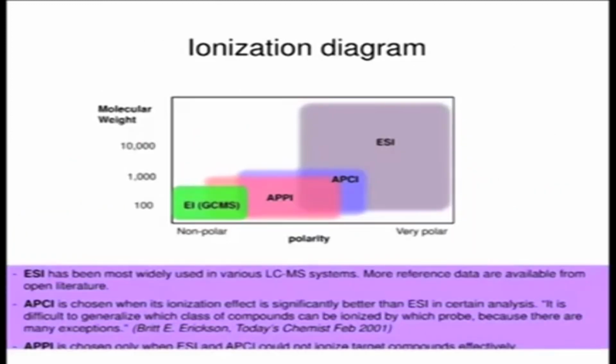This chart will help you decide which technique is suitable, based on the molecular size and the different polarity. ESI you can use for very polar to mid-polar compounds, and high molecular weight compounds also you can utilize. APCI is used for mid-polar to non-polar, APPI also in a similar way, and EI, which is used in GCMS, is specifically used for small molecule non-polar compounds.